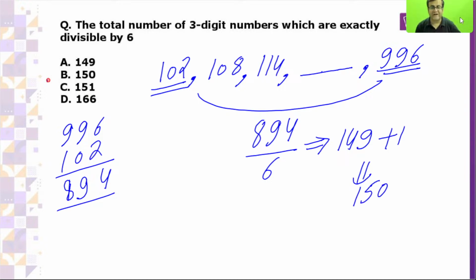You will say, sir, why am I adding 1 into that? Because the first one is divisible and the last one is divisible. Else you will have to use the AP series. That will take more time.